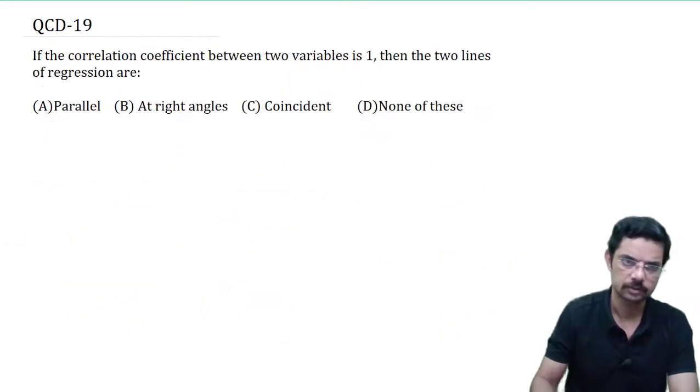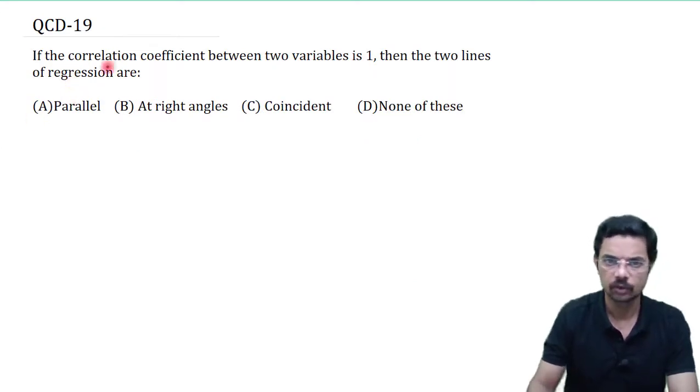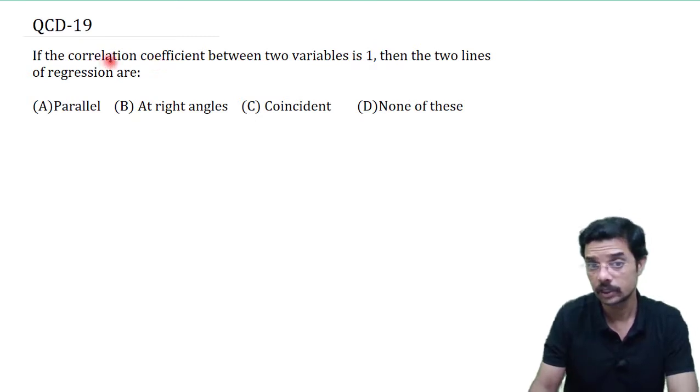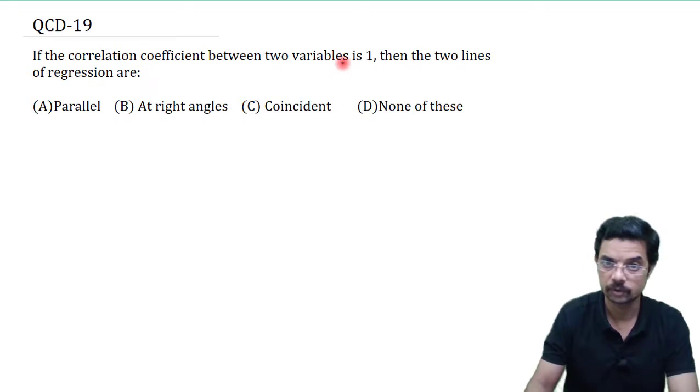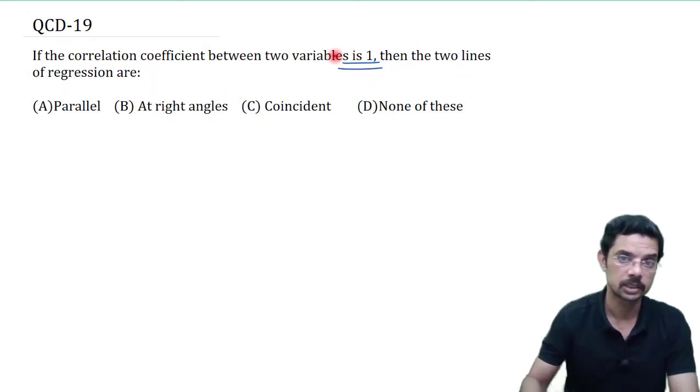Next question, number 19. If the correlation coefficient between two variables is 1, then the two lines of regression are of what type? So it is a perfect positive correlation. Perfect positive correlation, what happens? Then the two lines will coincide, or will be coincident with each other.